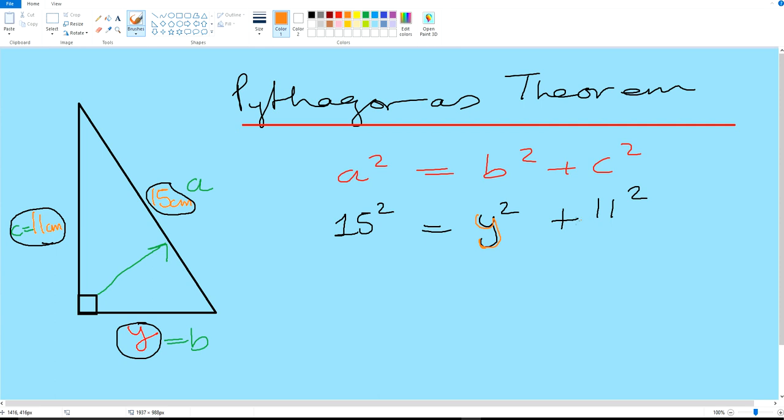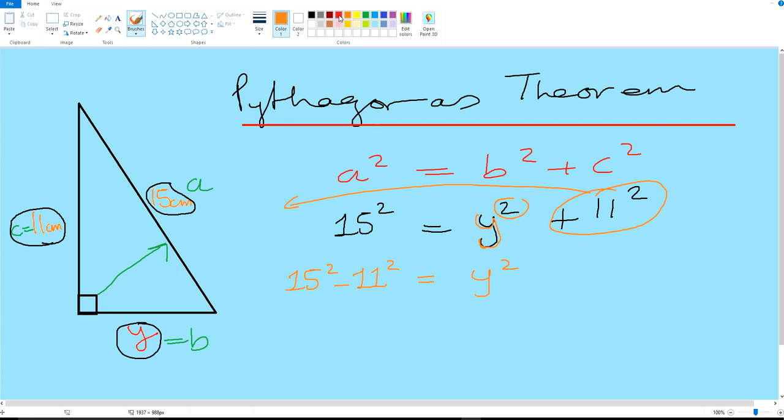Now we need to rearrange the right hand side of the equation to make Y the subject. Y is being squared first, and then it's been added to 11 squared. So you move the last action first. The opposite of adding 11 squared is to minus 11 squared. So we have 15 squared minus 11 squared. That will give us Y squared.